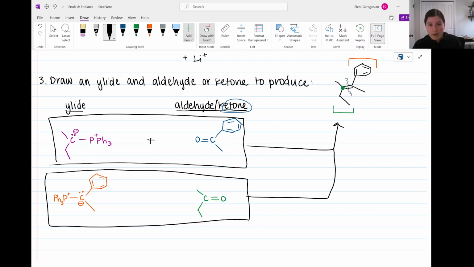Again, you could try working through the mechanisms, making sure that you're getting that same product as you're drawing out the full Wittig reaction. But for this video, we'll end it here.